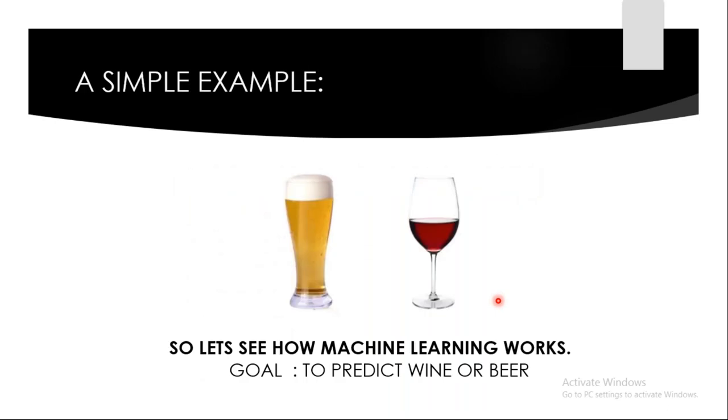So let's say we are given a glass of wine or beer, and our machine learning model should predict this as wine or beer. We will be seeing the 7 steps, how it actually works in this example.